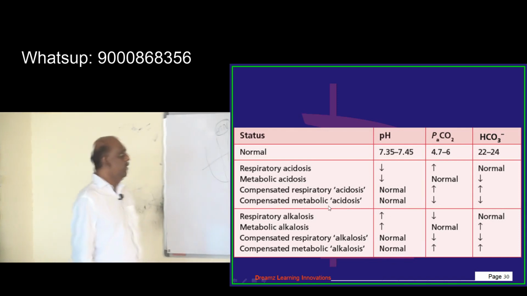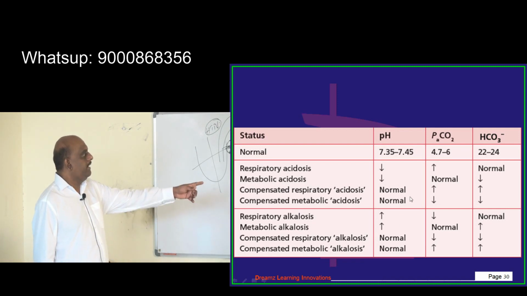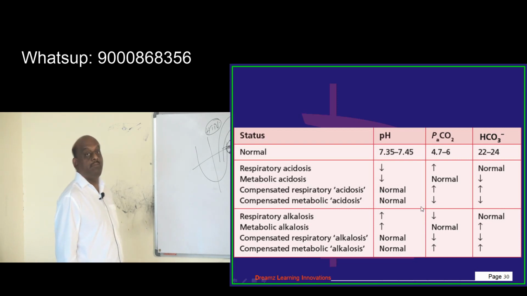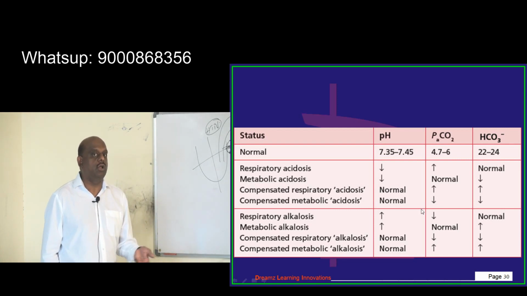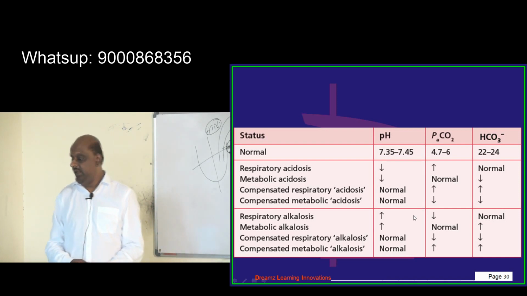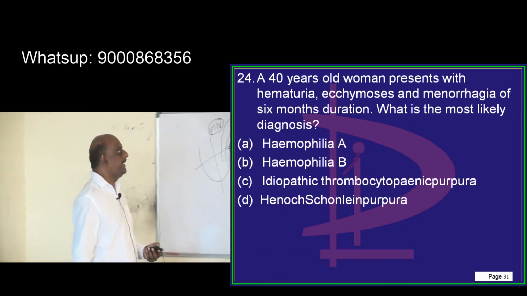Once more, when do you call it compensated or partially compensated? If it is compensated, the pH will return to normal. But here it is 7.3. It has not yet returned to normal. So that is the reason it is partially compensated. Respiratory acidosis is what you have to be emphatically sure about.